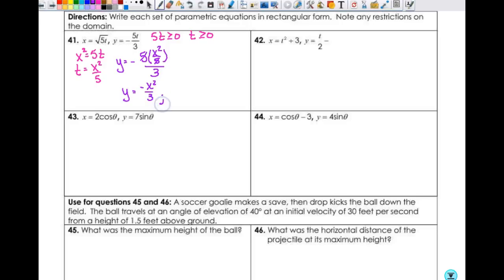But then I have to have a restriction here, right? So since t has to be greater than or equal to 0, I take this 0, substitute it in here, and I get that x equals 0, so that means that x has to be greater than or equal to 0. And there you go.